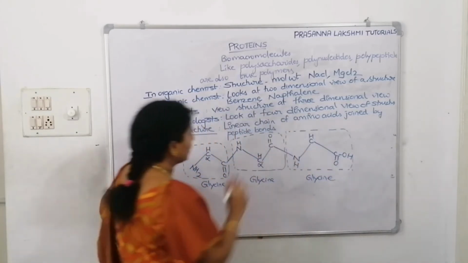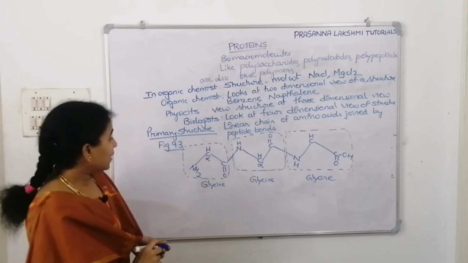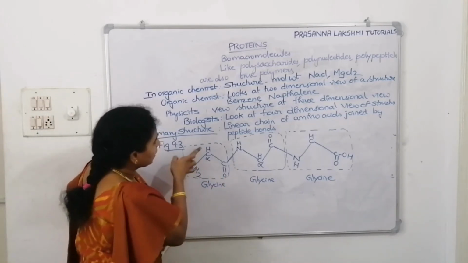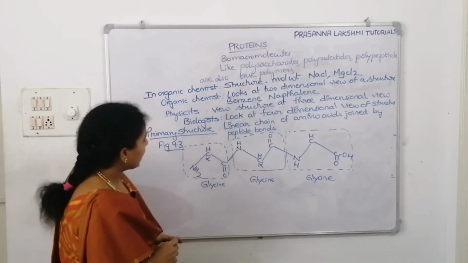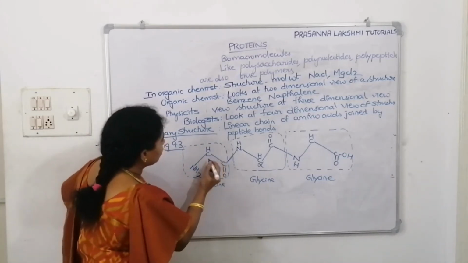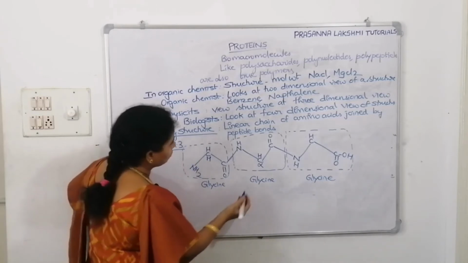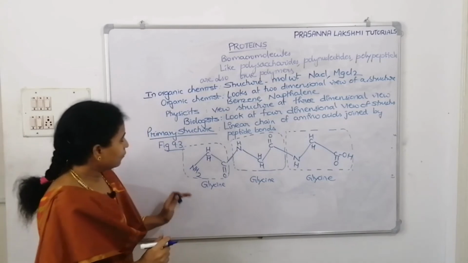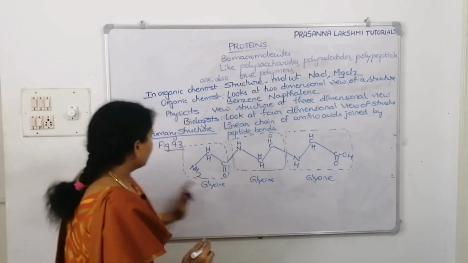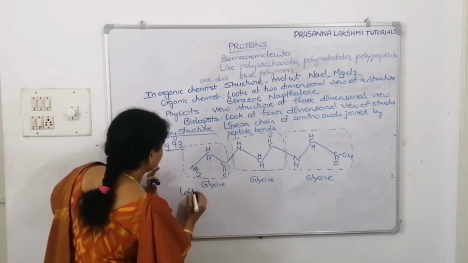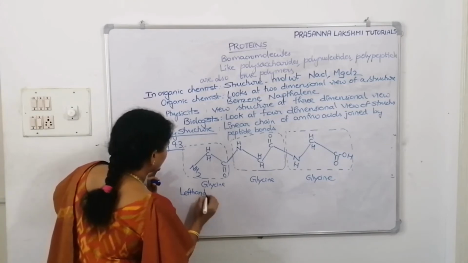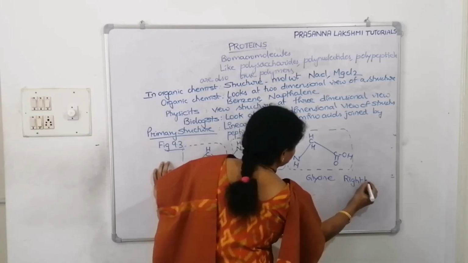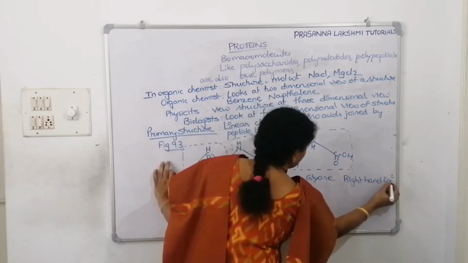Now, how did we make a bond? A glycine has an amino group and a carboxyl group, and its R group is hydrogen. I think we need to show another hydrogen because it is NH2. Now if you see, this is a linear structure. This is the left hand end, and this goes to the right hand end.